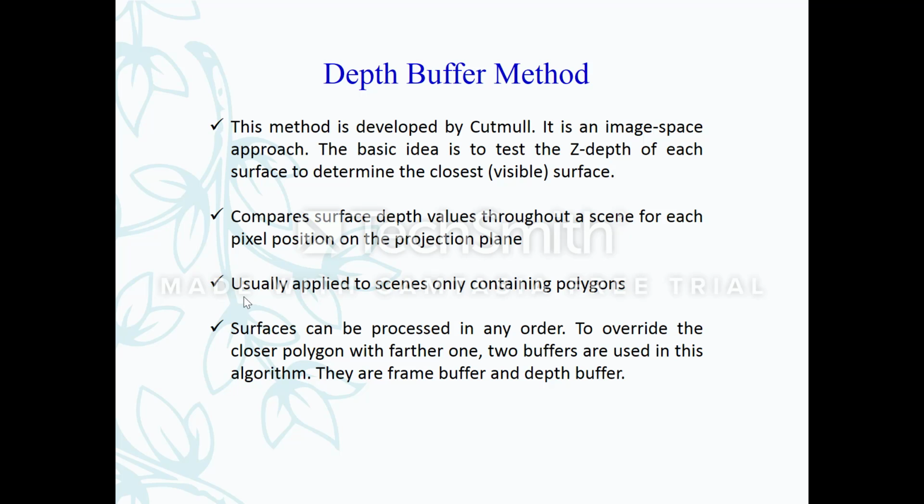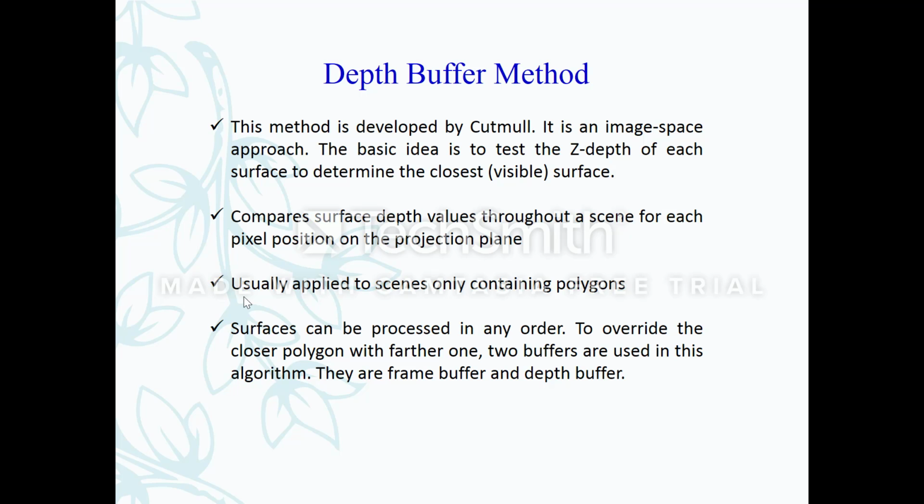So the next method is the depth buffer method. Here depths are calculated and only the object which is nearer to the point of view is taken into consideration. This method was developed by Catmull. It is an image space approach. The basic idea is to test the depth of each surface to determine the closest surface. Compare surface depth values throughout a scene for each pixel position on a projection plane.